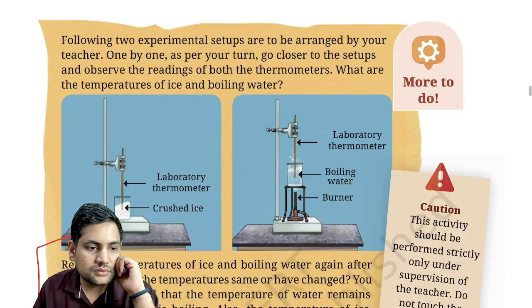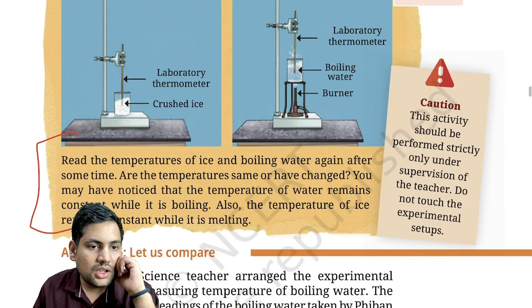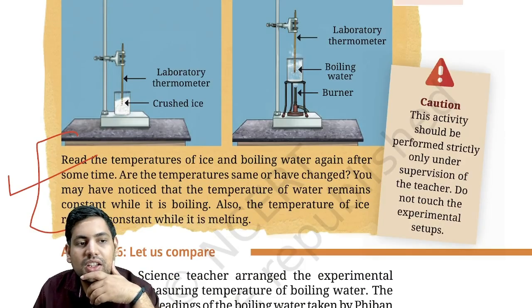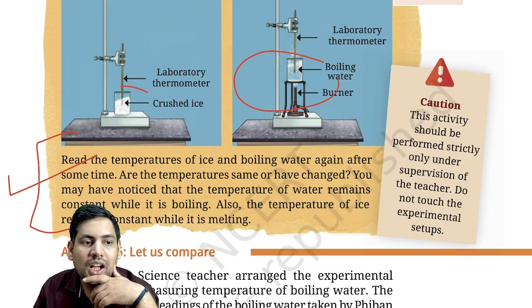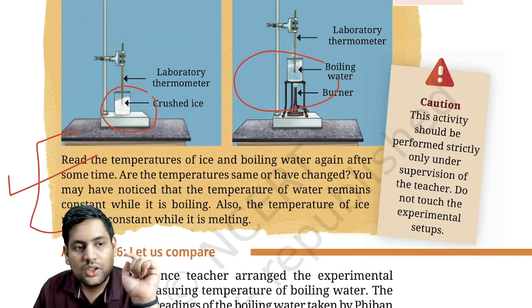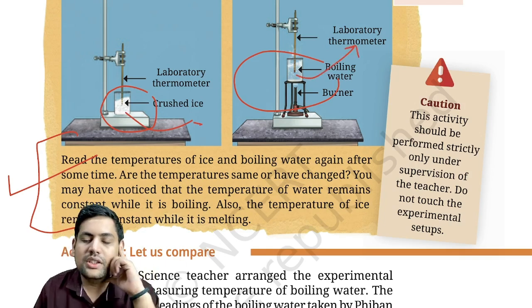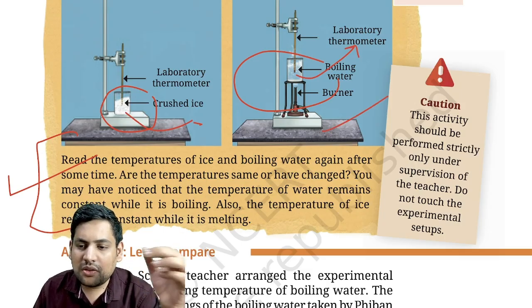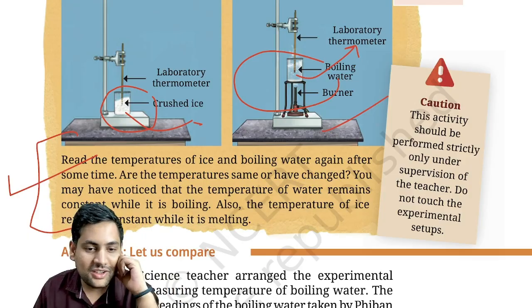Now, it also talks about one thing that we'll read in higher classes: if you take crushed ice, and if you take boiling water, you will see that the temperature does not change even with time. More and more ice is getting melted and more water is getting turned into steam, but the temperature is not changing. We learn why such a thing happens. This is because of latent heat of fusion and vaporization, all that we learn.